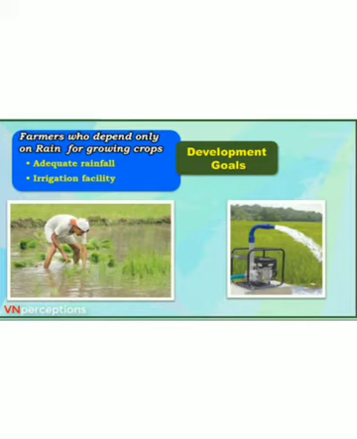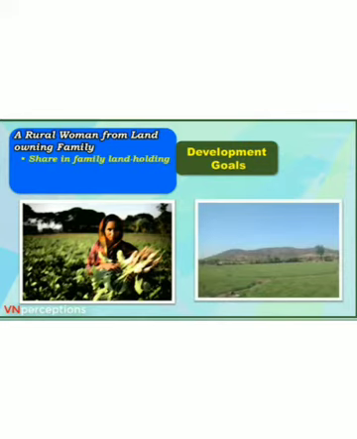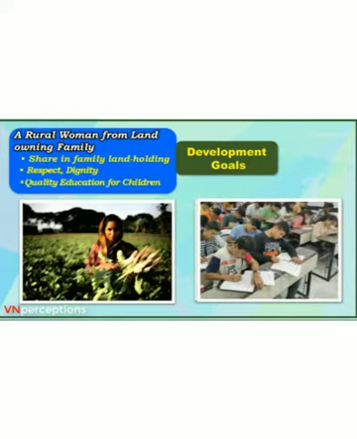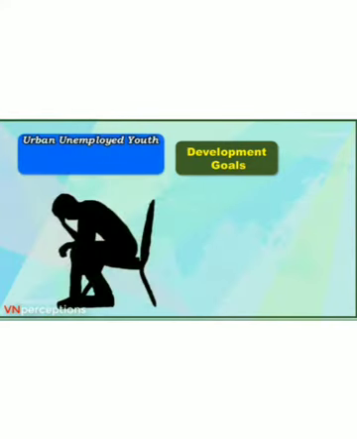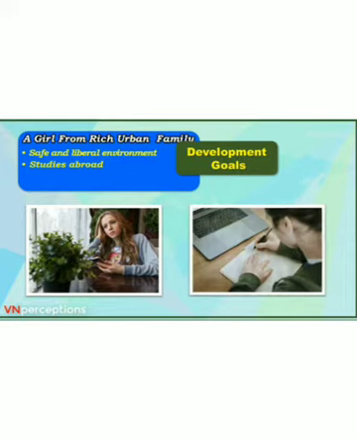Understood? Then a rural woman from a land owning family. She needs a share in the family land holding, and respect, dignity and quality education for children. Then an urban unemployed youth requires a job, so it's employment. Second, not only a job but job security. Then a girl from a rich urban family needs a safe and liberal environment. Second, studies abroad. And third, the brother should contribute.